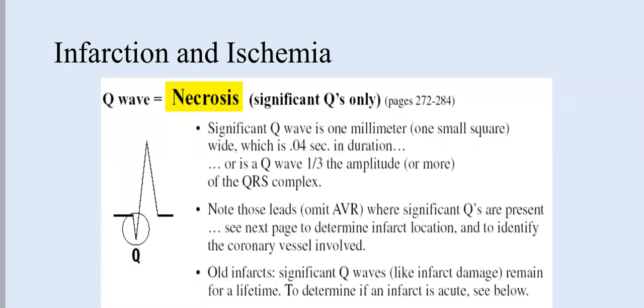How do we define that these are pathological Q waves? It has to be described in terms of width and depth. The width is more than one small square, and for the depth, the easiest way is to compare it to the QRS complex height. It has to be 1/3 or more of the QRS amplitude. So this is pathological. Smaller than that, it can be normal, okay? I'll tell you about that further.